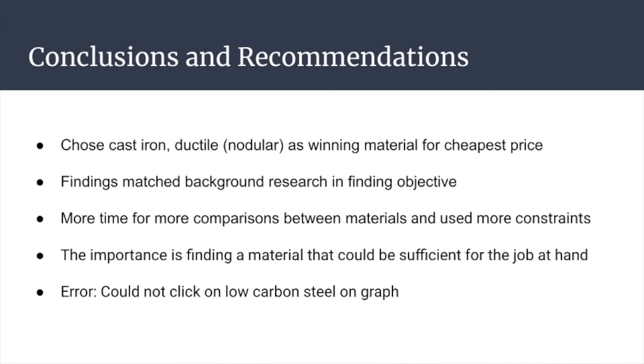In conclusion, the winning material was cast iron ductile nodular because it was the cheapest, but also had a high Young's modulus and high fatigue cycle. My findings matched background and research in finding the objective. If I had had more time, I could have had more comparisons between materials and found out which material would have been better in each category. It was important to find a material that could be sufficient for the job at hand, and the error was that I could not show the low carbon steel on the graph because it was hidden behind the high carbon steel and the medium carbon steel.